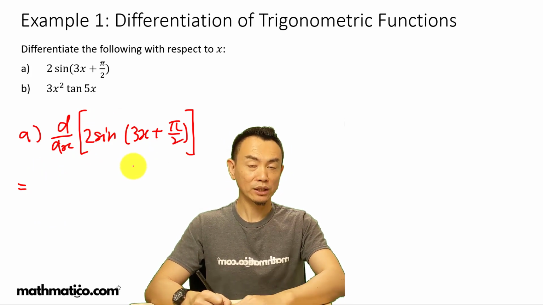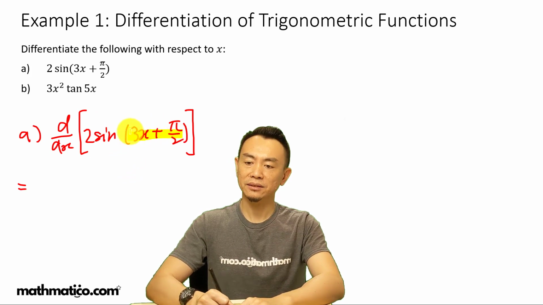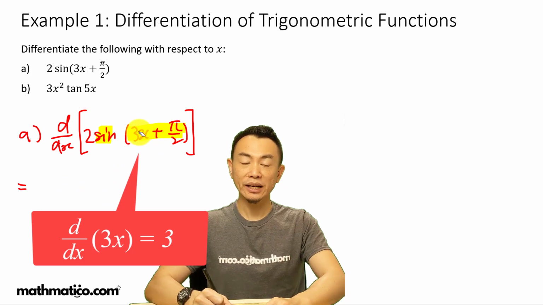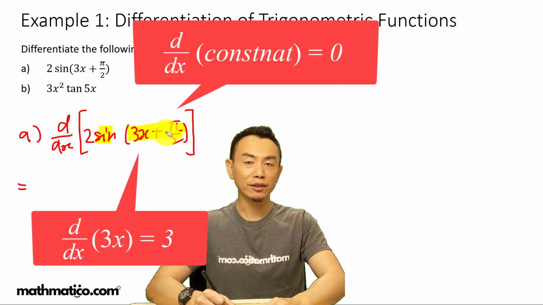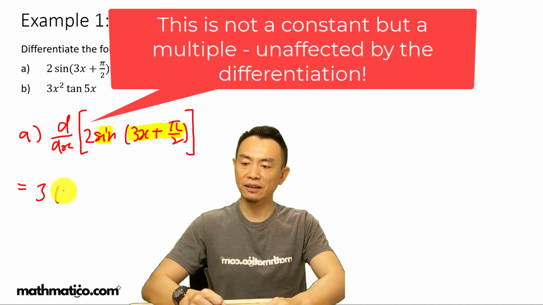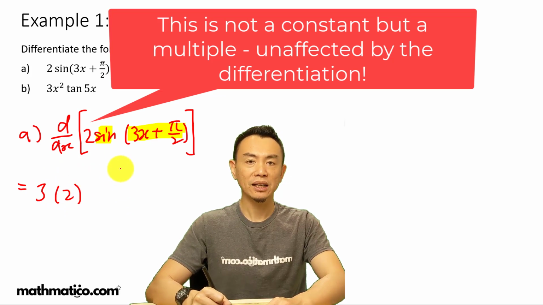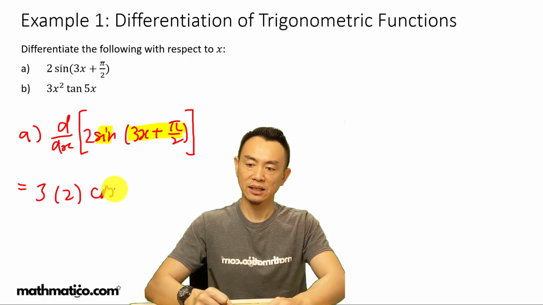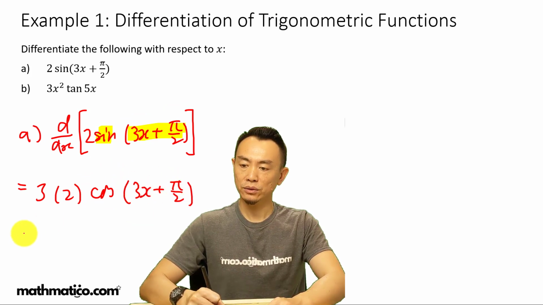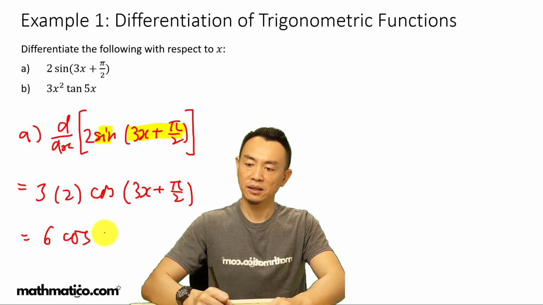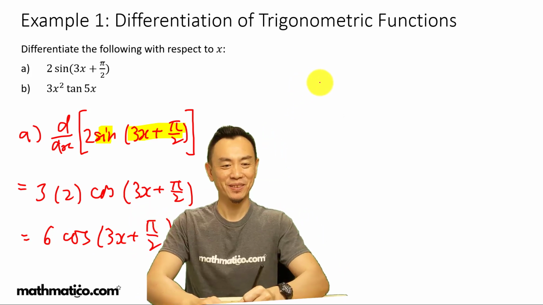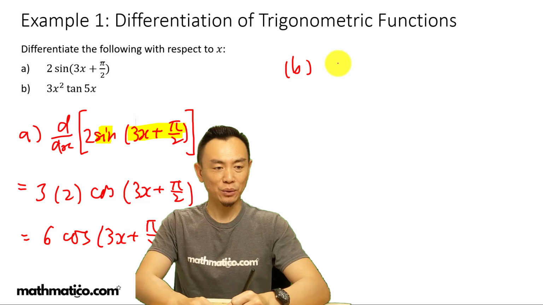So here we have two things to differentiate. First the angle, and then the sine, right? So let's look at this. We differentiate the angle, 3x, you differentiate, you get a 3. Pi over 2 is a constant, you differentiate, you get 0. So you just have a 3 here. And the 2 is unaffected during the differentiation, so I'll just leave it as 2. Differentiate sine is cosine, and the angle no change. So we still have 3x plus pi over 2. So 3 times 2 is 6, and you have 6 cosine of 3x plus pi over 2. Alright, that's it. Part B, 3x squared tangent 5x.